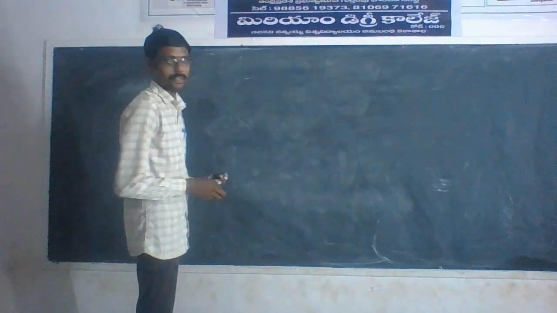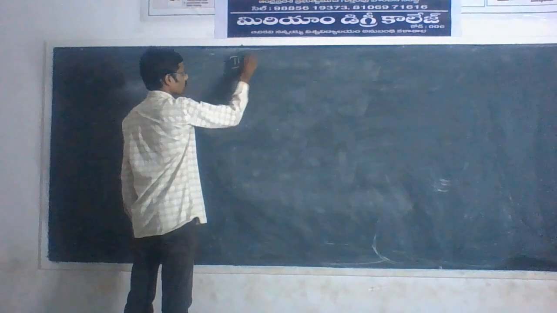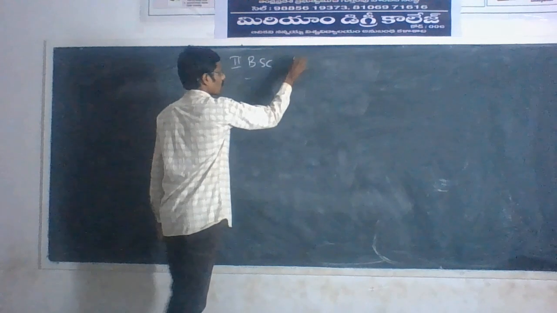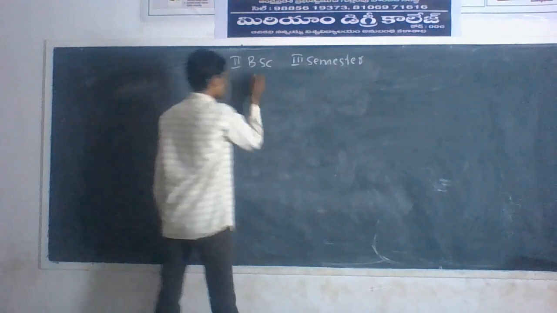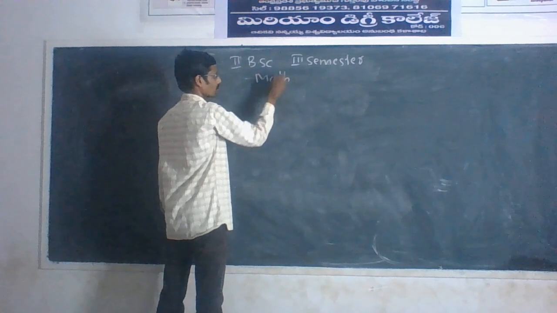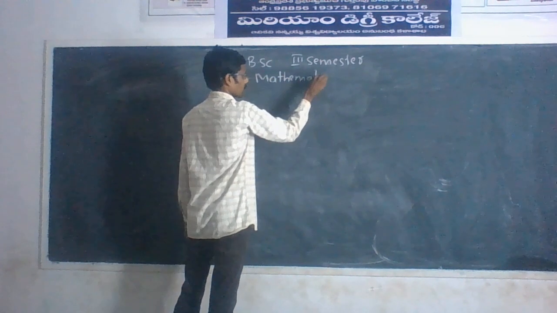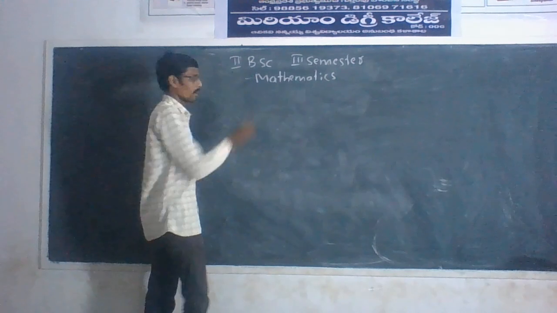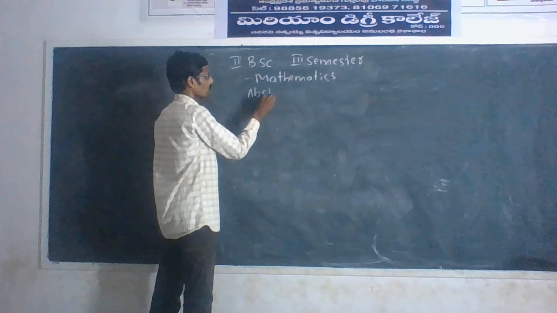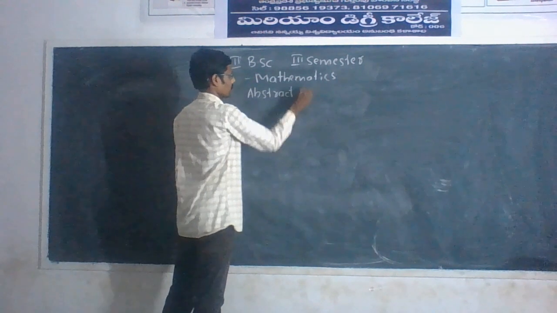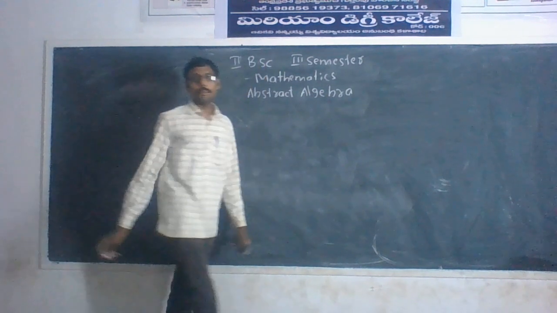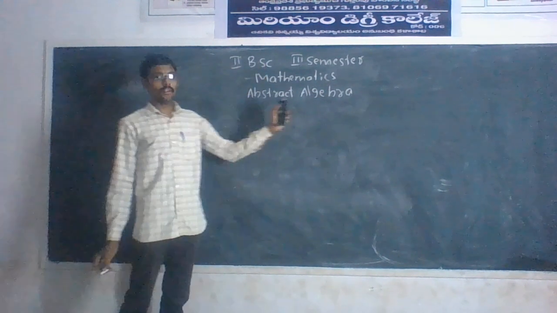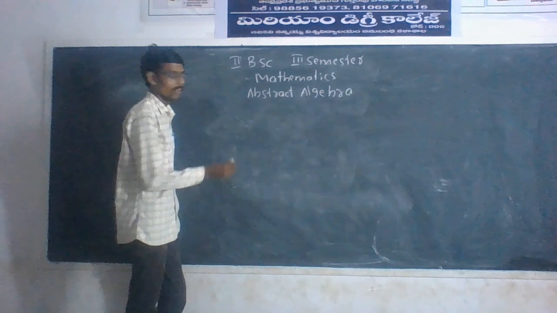Today I would like to explain second BSc, third semester, subject mathematics. Title of the paper: Abstract Algebra. This is also called modern algebra. This paper contains 5 units.